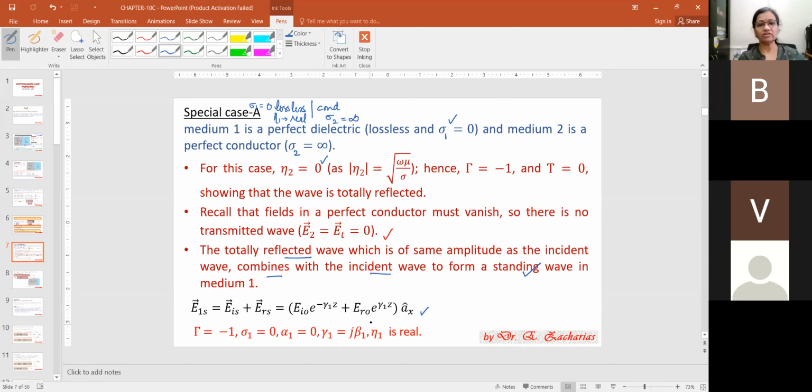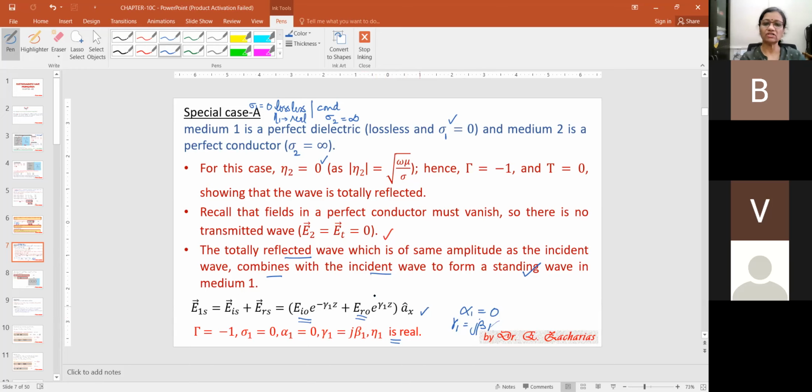Now additionally, another thing that you can do here is, you can see that EI naught is equal to ER naught in magnitude. And also we are talking of the first medium being a perfect dielectric. Therefore, alpha 1 is going to be equal to 0. As a consequence, your gamma 1 is simply going to be j beta 1 only. And additionally, because it is a lossless medium, eta 1 is going to be real.